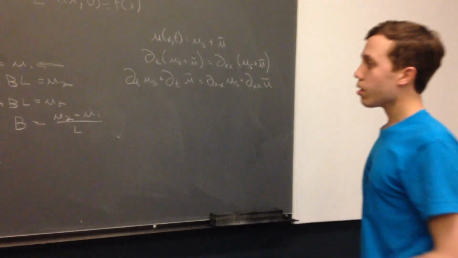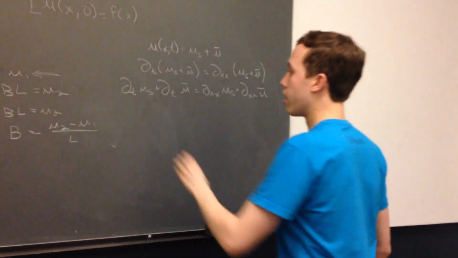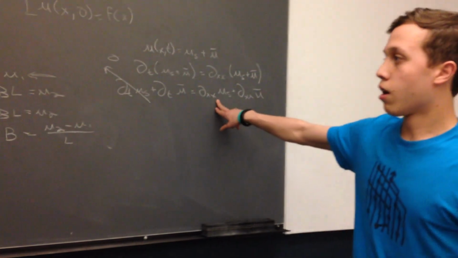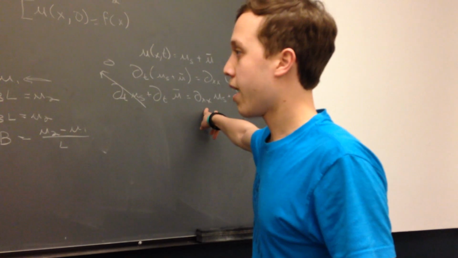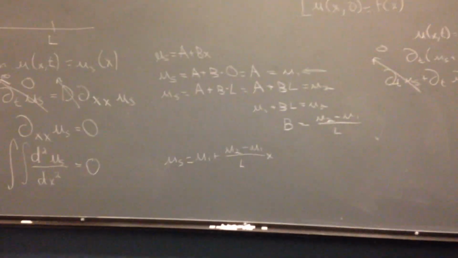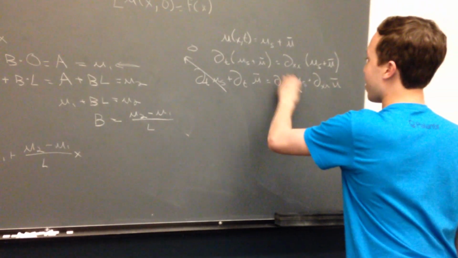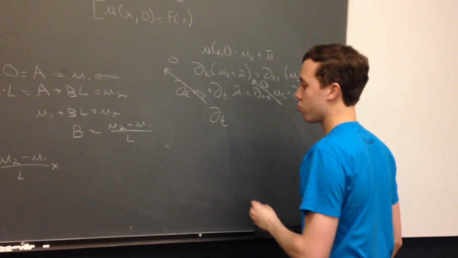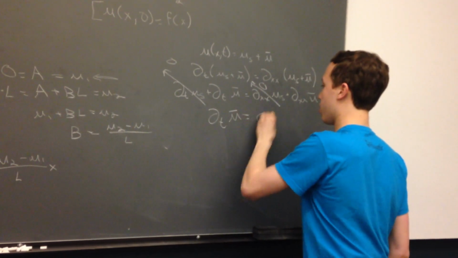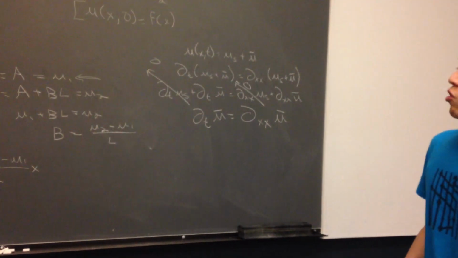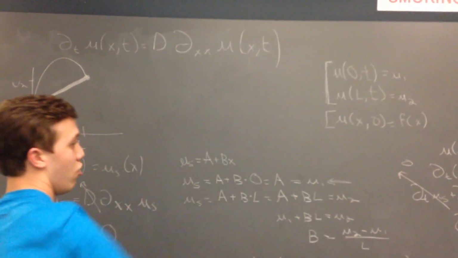of u bar. We know that u sub s is time independent again, so that partial derivative goes to 0. We showed earlier that the second partial derivative with respect to x of u sub s equals 0. That's over here. Okay, so that goes to 0. So we're left with the equation, the first partial derivative with respect to time of u bar equals second partial derivative with respect to x of u bar. So it seems like we've done a lot of work, but we have an equation that's very similar to what we started with. So what's up?